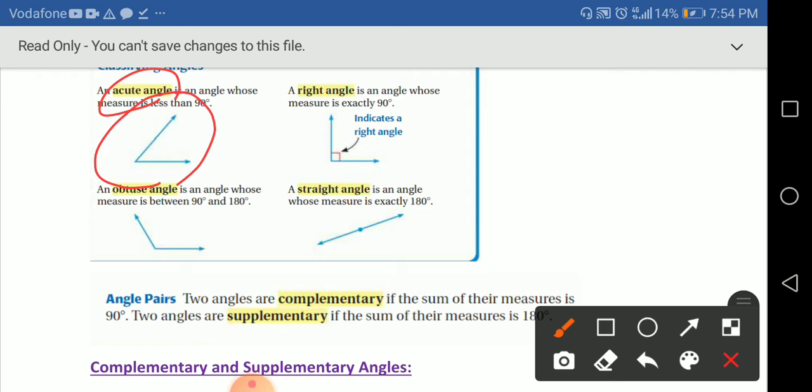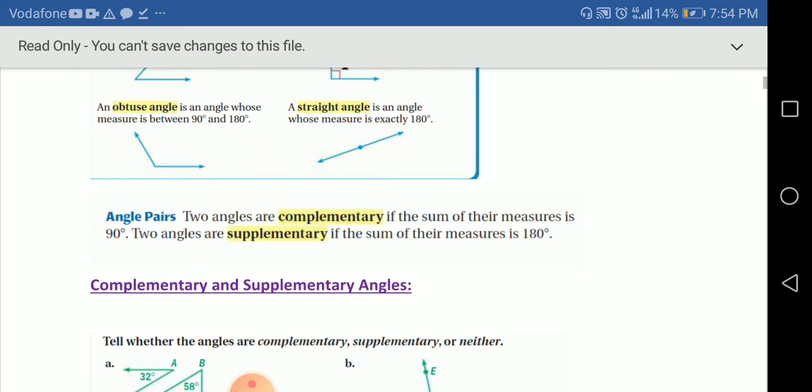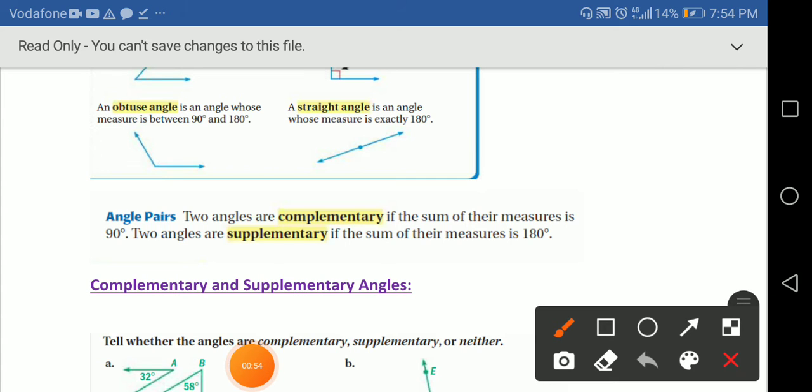What about the right angle? The right angle here indicates 90 degrees exactly. It measures 90 degrees exactly. What about the obtuse angle? The obtuse angle, guys, is between 90 and 180 degrees. So it measures between 90 and 180 degrees. More than 90 and less than 180 degrees.